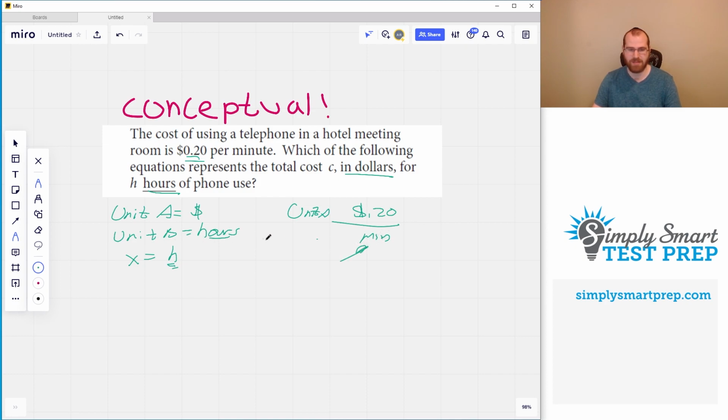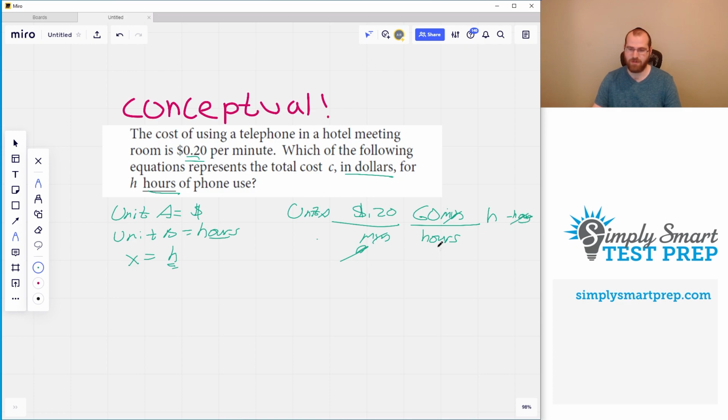Let's cancel out minutes. Well, minutes to hours, that's super easy. 60 minutes to hours. I'm going to write this out so it's not confusing. Well, wonderful. I am left with unit A, dollars over unit B, which is hours. So we can do our final step, which is going to multiply times H, and that's technically H hours.